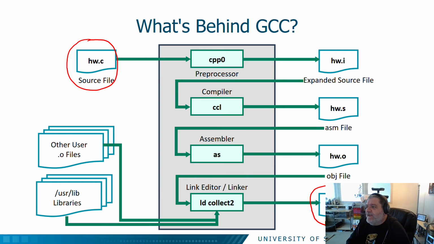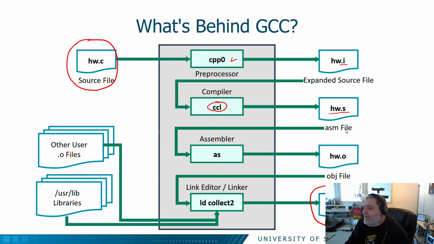But GCC is actually using a tool called CPP to transform that hw.c file into an expanded source file with an extension .i. I'm going to explain what that means, okay? But right now we're just looking at the big picture. Then that expanded source file is going to be sent to the compiler, actually, which is called CC1, which is going to generate a translation of your source code into assembly language.